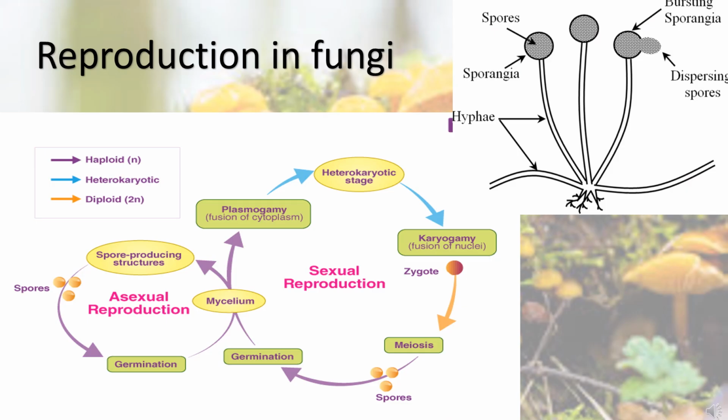Fungi reproduce through both asexual and sexual methods, primarily by producing microscopic spores. Asexual reproduction allows for rapid multiplication and identical clones, while sexual reproduction promotes genetic diversity and adaptation. Some fungi can even utilize a parasexual cycle to recombine genetic material without standard sexual phases.